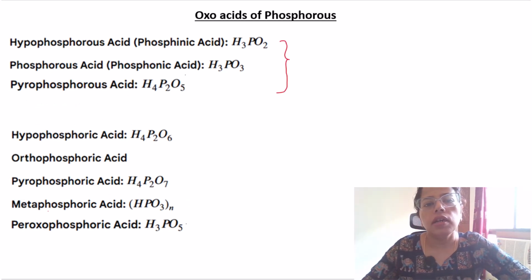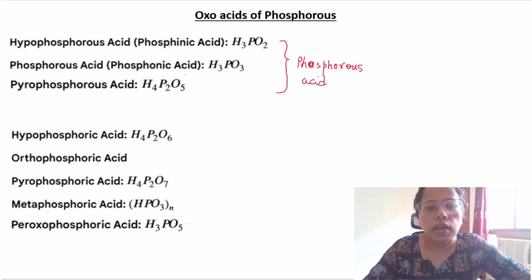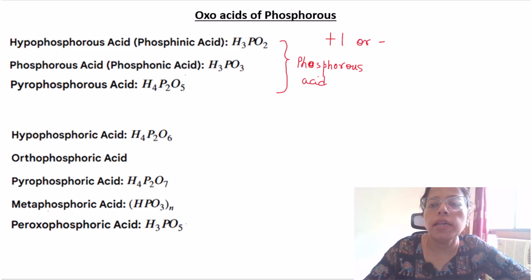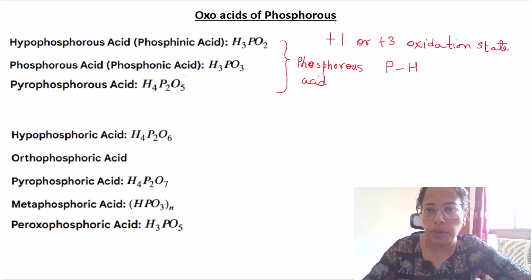So amongst these oxoacids of phosphorus, the first category is the category of the phosphorus acids, right? In the phosphorus acids, we have three major acids: the hypophosphorus acid, phosphorus acid, and the pyrophosphorus acid. So what is the distinguishing feature in the phosphorus acid category? The distinguishing feature is that phosphorus acids have +1 or +3 oxidation states. And also these have a P-H bond, that is a phosphorus hydrogen bond.